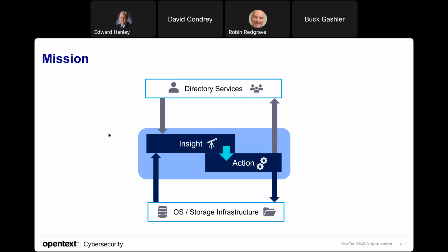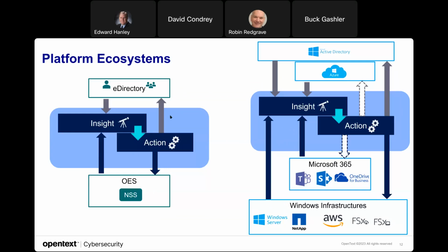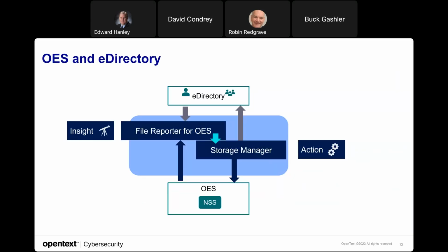So the platform ecosystems that we have in play are our OES platforms and our Microsoft platforms today. So today we're going to focus primarily on the left-hand side because this is for OES. We have analogous presentations and go-to-market and stuff around the stuff on the right, but we're not going to focus on that today. So let's talk about how we provide insight and action capabilities in the world of eDirectory and OES.